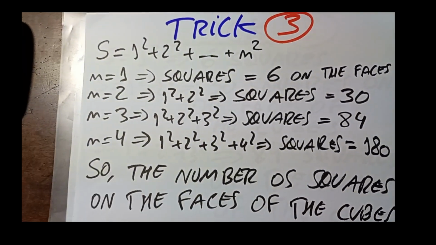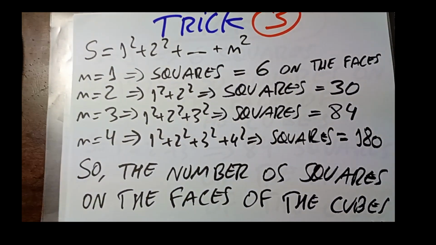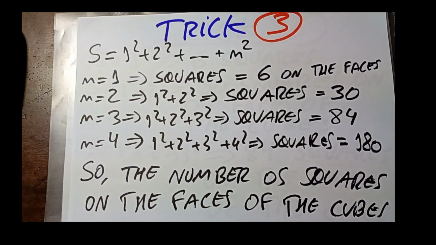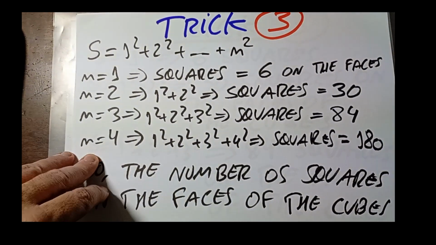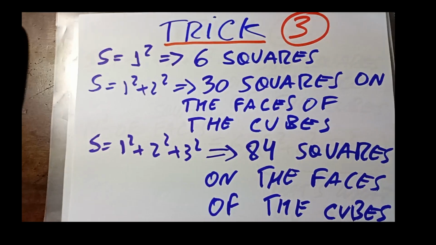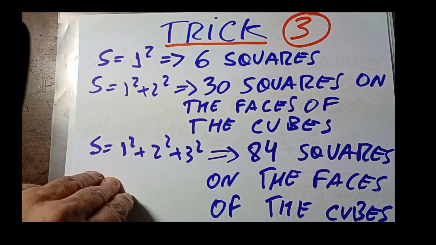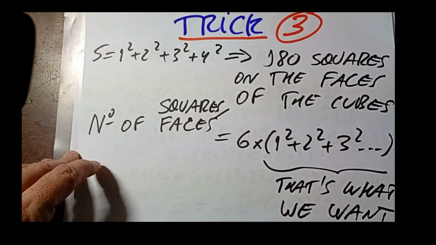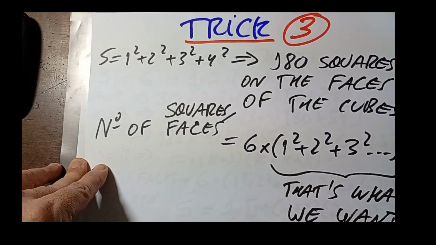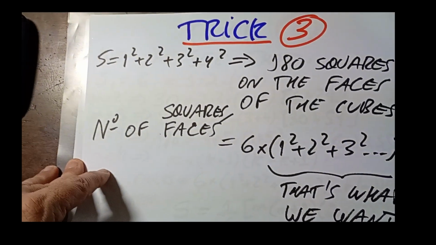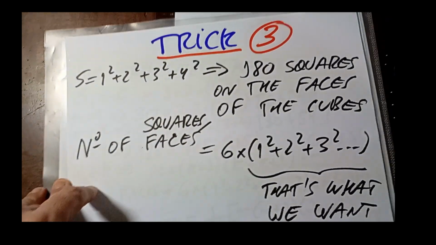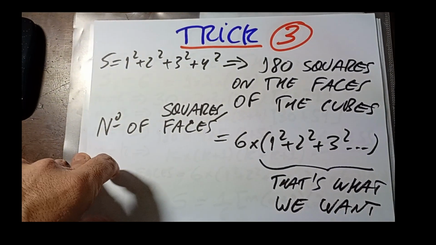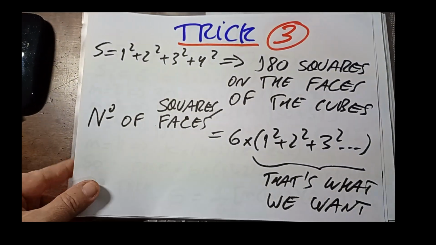So if we continue summing, adding these numbers, we find that the sequence of numbers of squares on the faces of the cubes is 6, 30, 84. For n equal to 2 we get 30 squares, then 84 squares. If we continue this process, we get the conclusion that the number of squares on the faces of each cube is equal to 6 times the sum that we want to know: 1 raised to 2 plus 2 raised to 2 plus 3 raised to 2, etc.